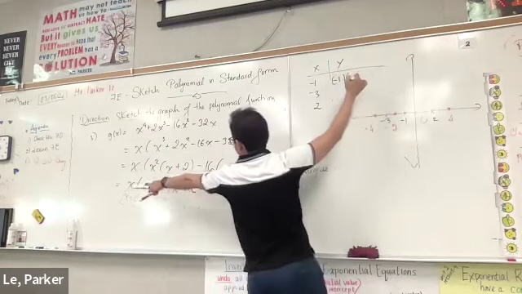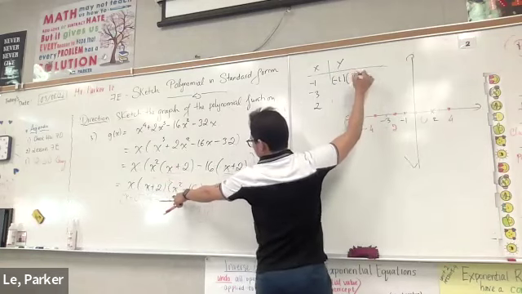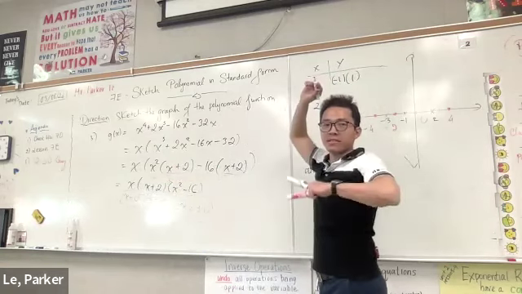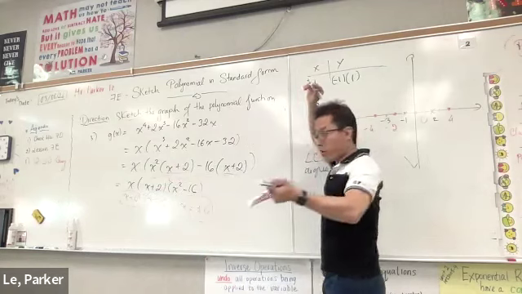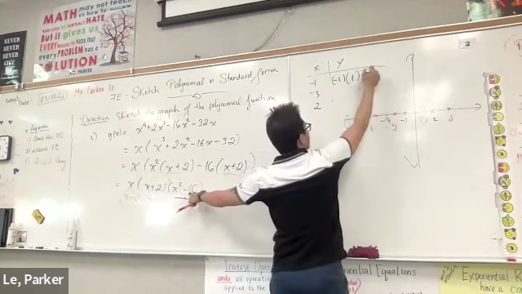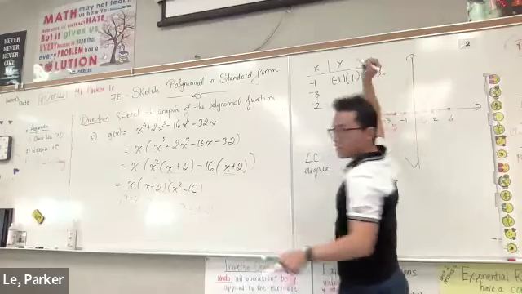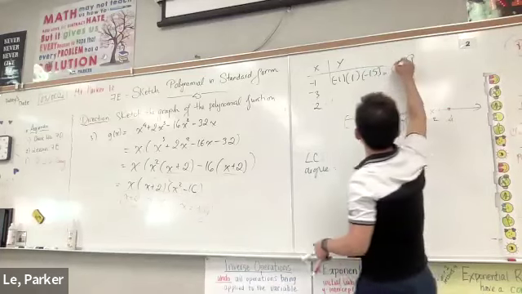All right. So negative 1 plus 2 is 1. Negative 1 squared is positive 1. Positive 1 minus 16 is negative 15. That's a 15. Yeah, that's a negative 15. Good.